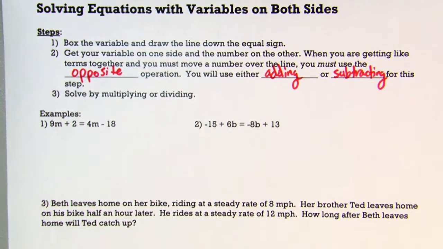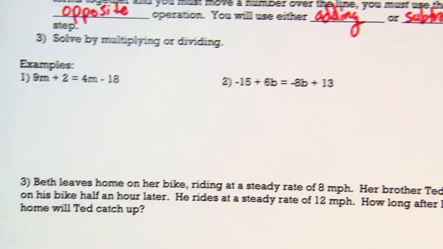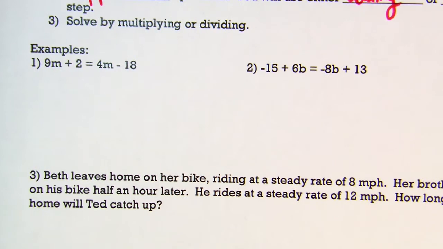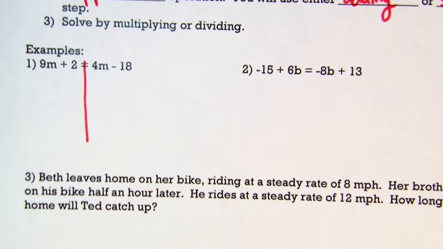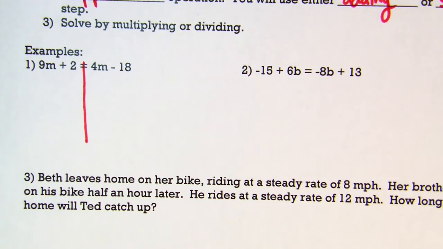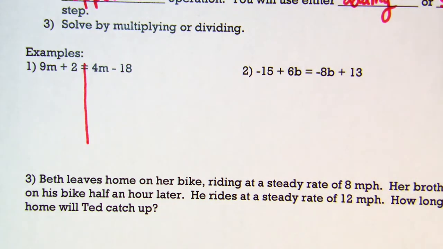So our first example here, we have 9m plus 2 is equal to 4m minus 18. So I'm going to draw my line down the middle here. Now when you do these with variables on both sides, you can choose to move them on whichever side you want. I always try to make sure I don't have negatives in there.